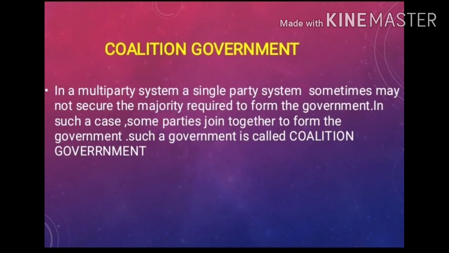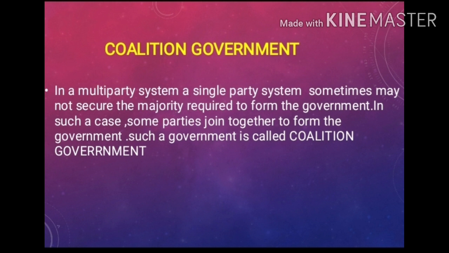Coalition government. In a multi-party system, a single party sometimes may not secure the majority required to form the government. Multi-party is nothing but two or three parties together. In such a situation, a single party may not secure the majority required to form the government. So in such a case, some parties join together to form the government.